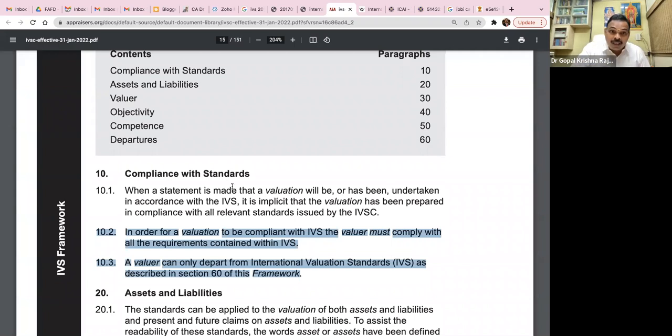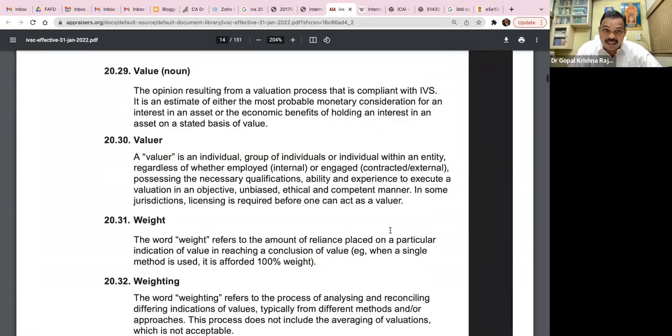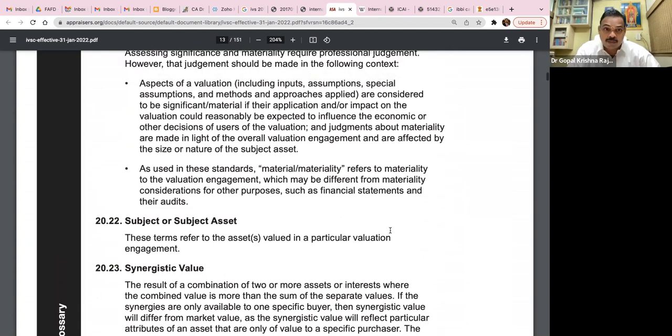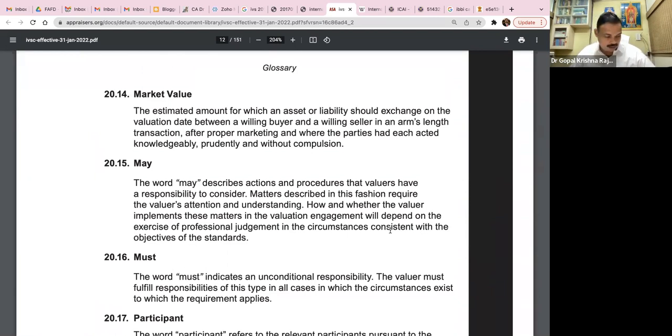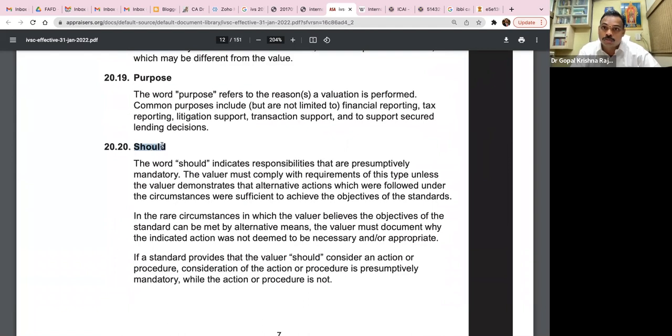What is it? In order for a valuation to be compliant, the valuer must remember this word. Actually, I used to say three words are very important words. The word called must. I will just take you to the definition. I'll call these the three musketeers. Must, may, and one more word, should. So certain places should will be there, certain places must will be there.